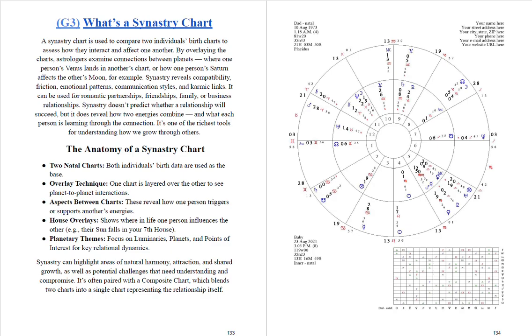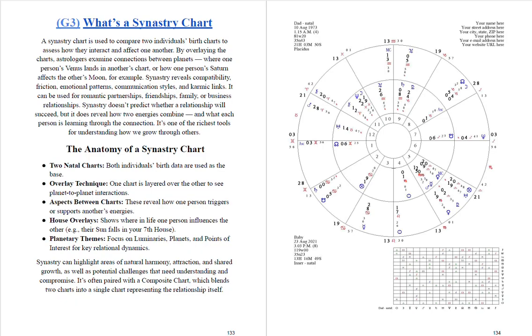A synastry chart is used to compare two individuals' birth charts to assess how they interact and affect one another. By overlaying the charts, astrologers examine connections between planets, where one person's Venus lands in another chart, or how one person's Saturn affects another's moon, for example. Synastry reveals compatibility, friction, emotional patterns, communication styles, and karmic links. It can be used for romantic partnerships, friendships, family, or business relationships.